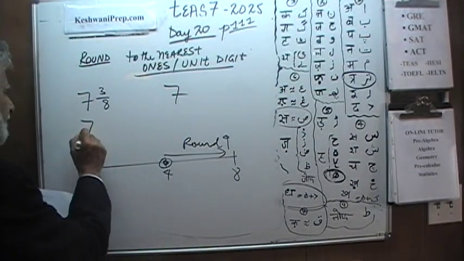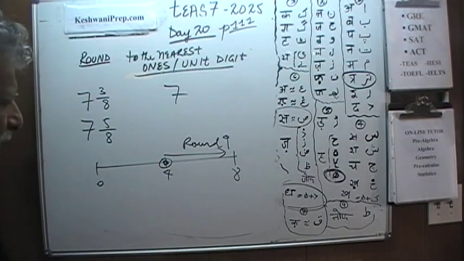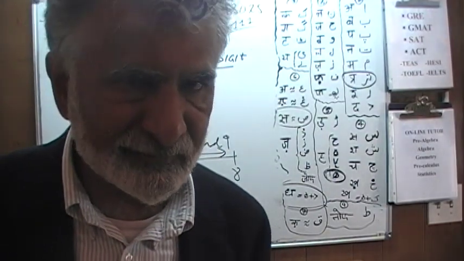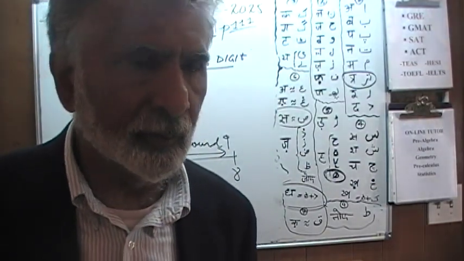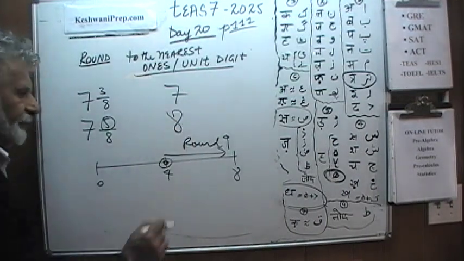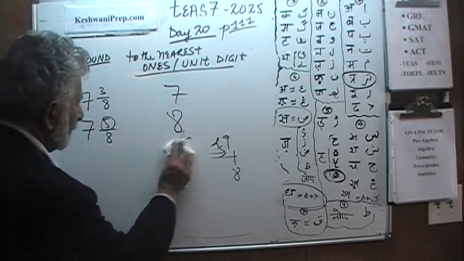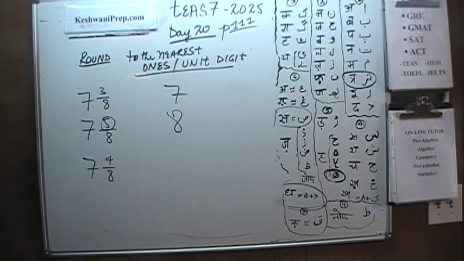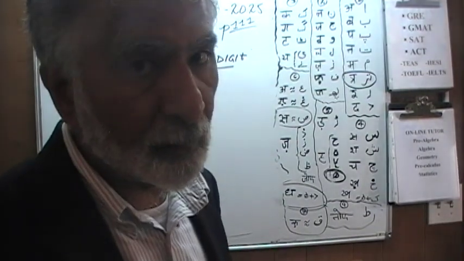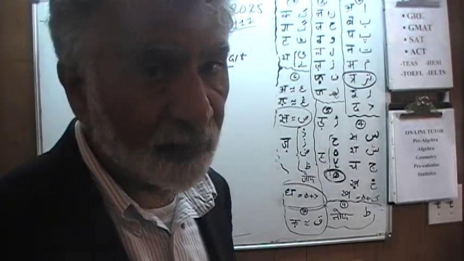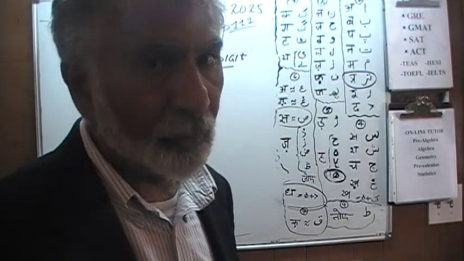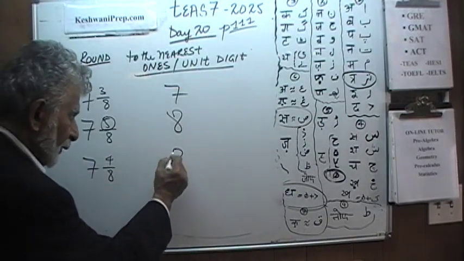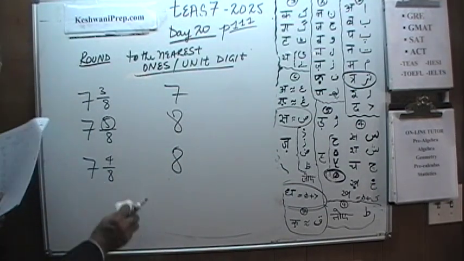How about 7 5/8? Oh, there we go. Now we're talking. Since 5 is more than or equal to 4, that's how we speak. Since 5 is more than or equal to 4, it's going to be rounded up. How about 7 4/8? Since 4 is more than or equal to 4, 4 is not more than 4, but 4 is equal to or more than 4. It is equal to, and there is an or part. So this is exactly the halfway point. Again, it will be rounded up. Let's do one more.